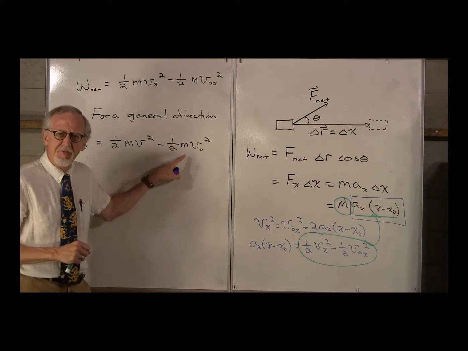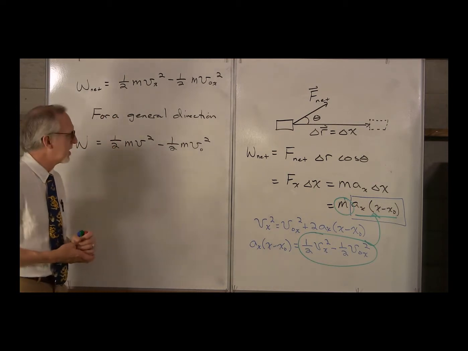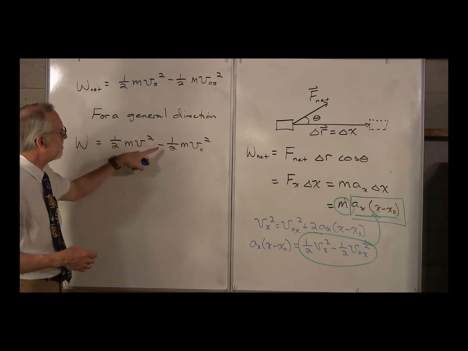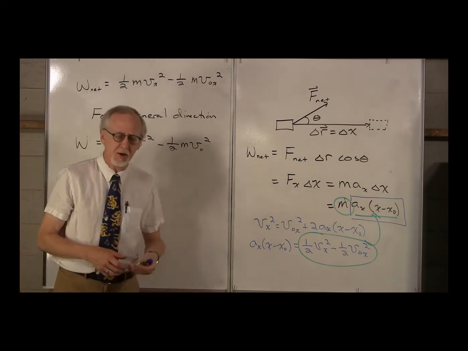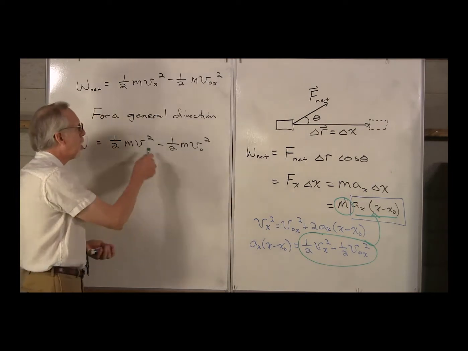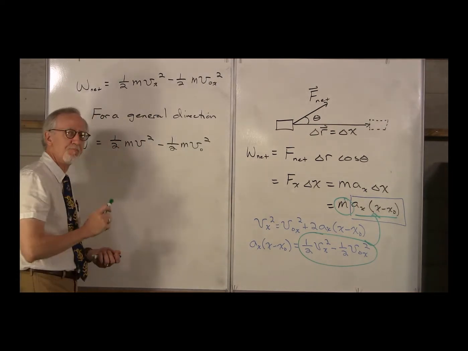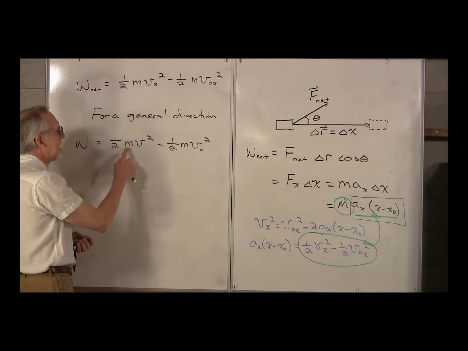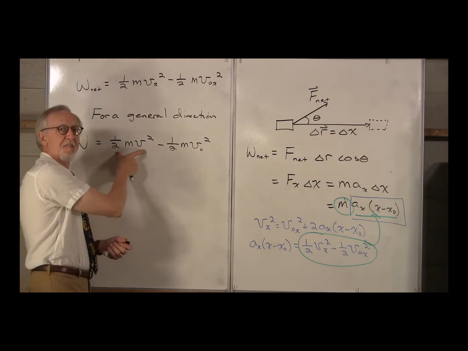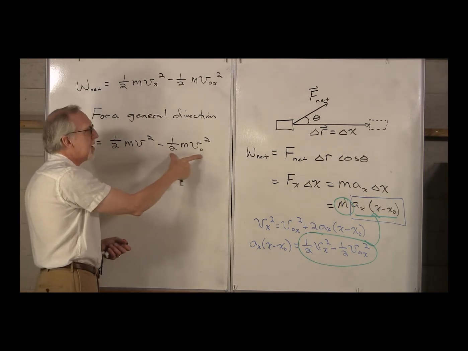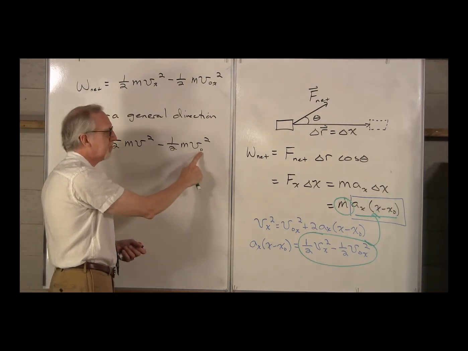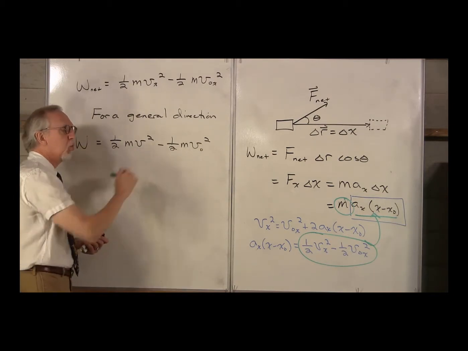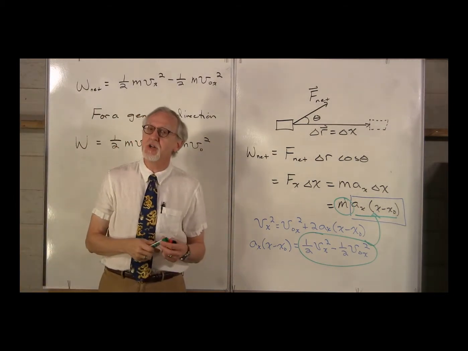This is a very, very interesting result. Let's take a look at this. First of all, let's notice over here, we have 1/2 mv squared minus 1/2 mv naught squared. That is the same quantity, 1/2 mv squared, but evaluated at two different points in the motion: 1/2 mv squared evaluated finally, and 1/2 mv squared evaluated initially. Well, what is this thing? It's a quantity that deals with the motion of an object.